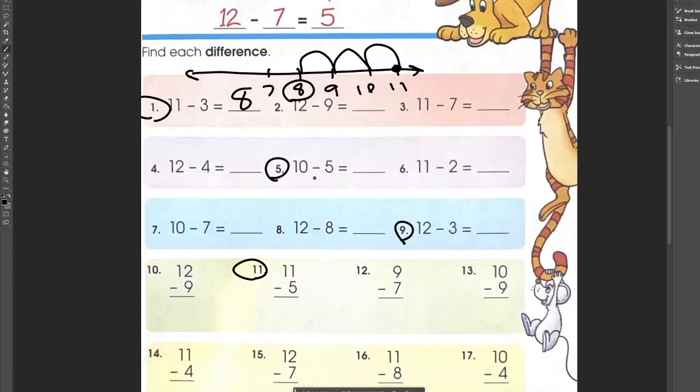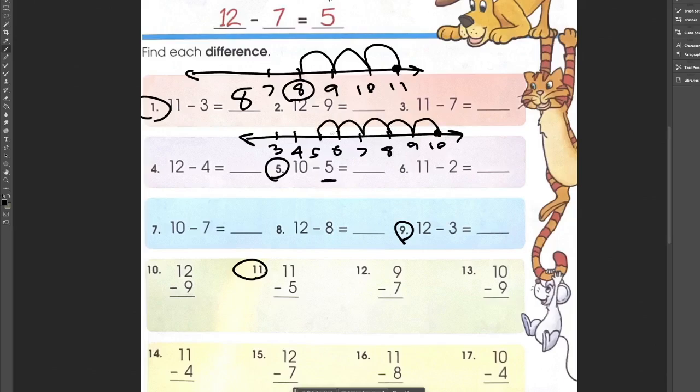For 5, we have 10 minus 5. We can just show this on a number line again. We have 10 here, and we just go back some amount of spaces. And let's start counting back 5 spaces, because it says 5 to subtract. So 1, 2, 3, 4, 5 spaces back from 10. So our answer will be 5.